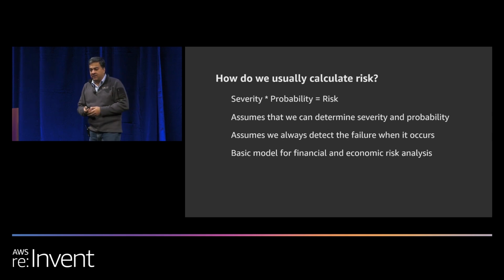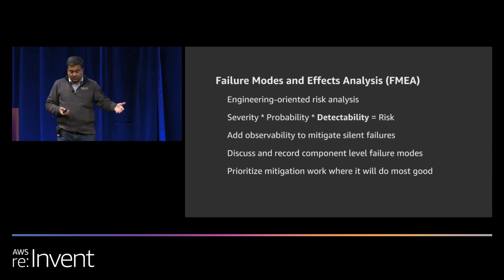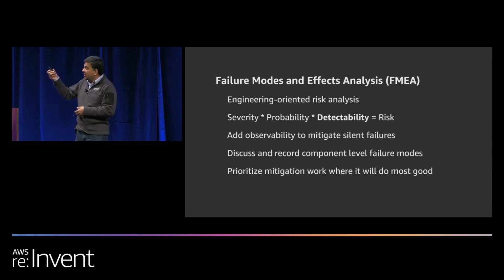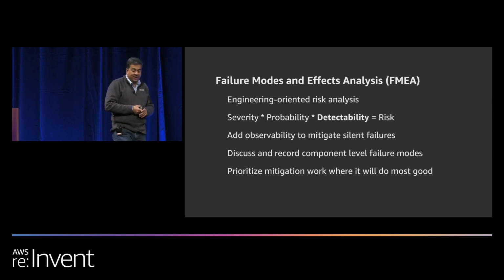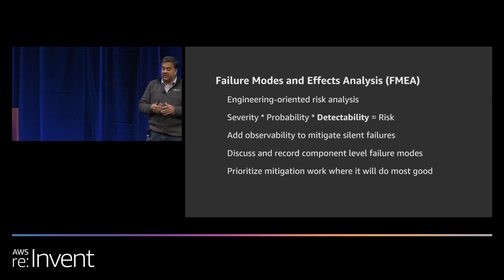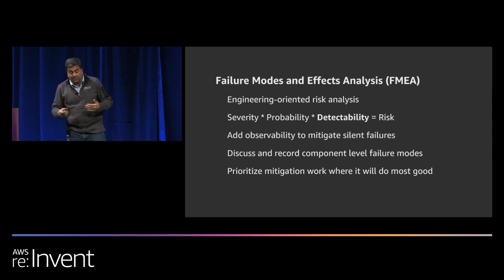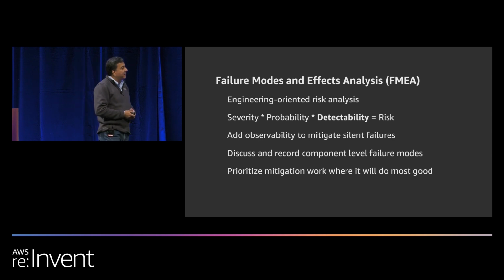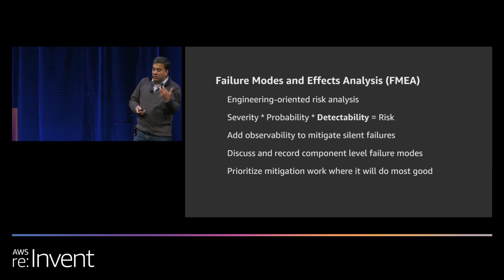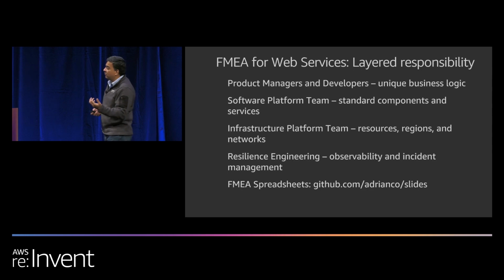From an engineering perspective, we want to add observability into this, right? So this is a new methodology where failure modes and effect analysis basically gives you a better view of your risk by pulling in the detectability of the problem into the risk equation, right? So you basically calculate the risk based on what you can see, right?